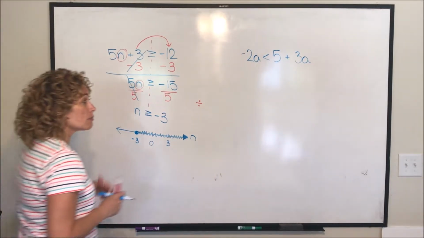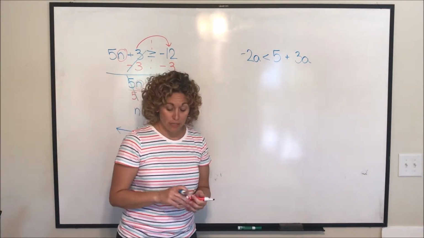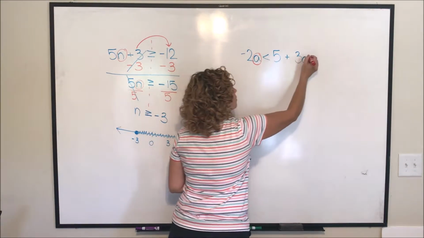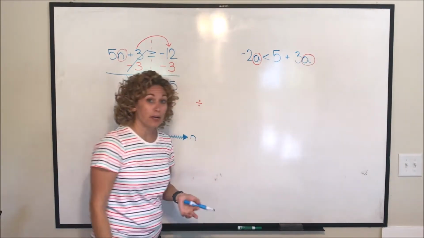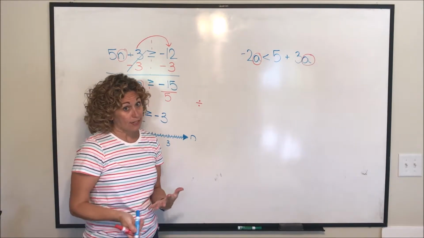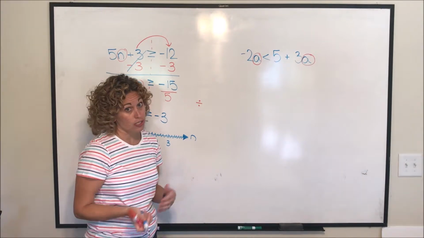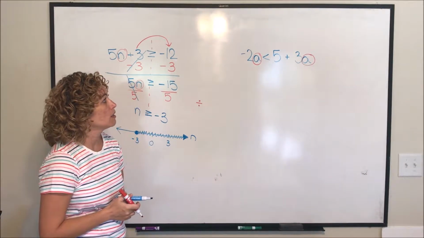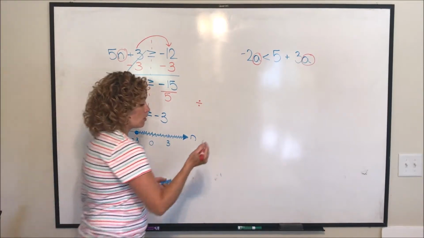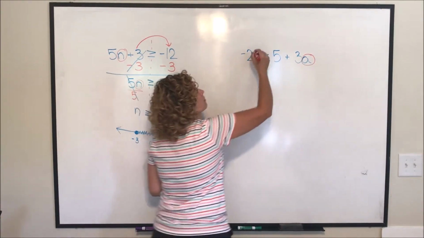This one looks a little bit different. And what you should be noticing is there is an a on either side. There is a variable on either side. Okay? That's different for us. We've not actually done that before. Okay? Now, you can do this two different ways. I'm going to show you both.